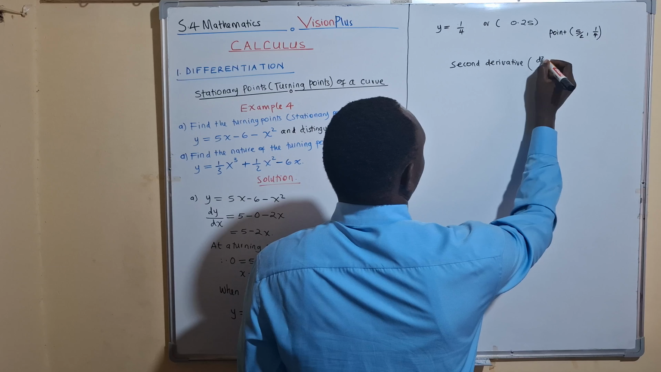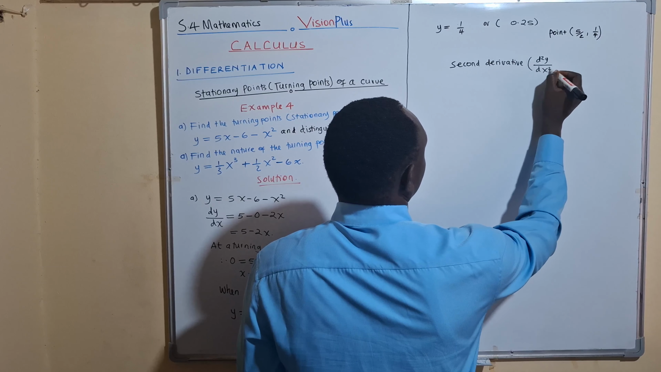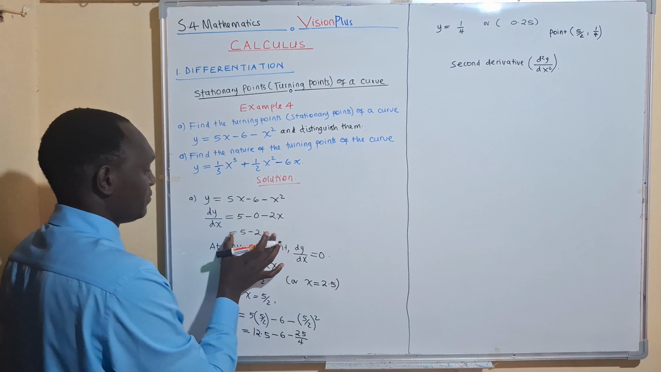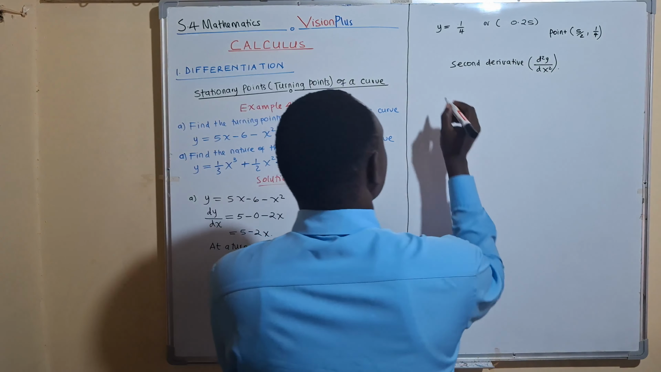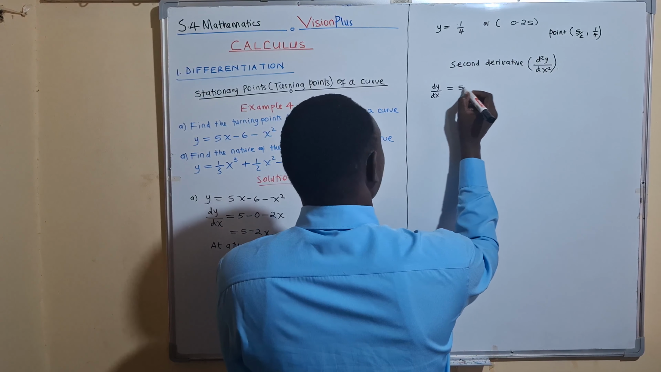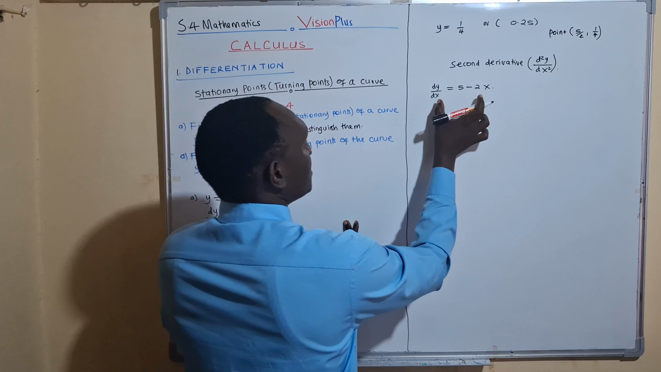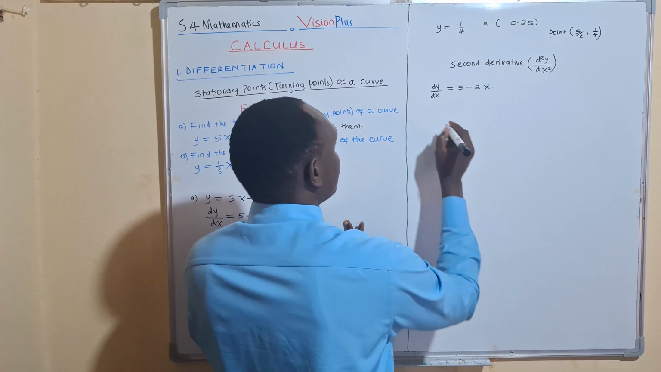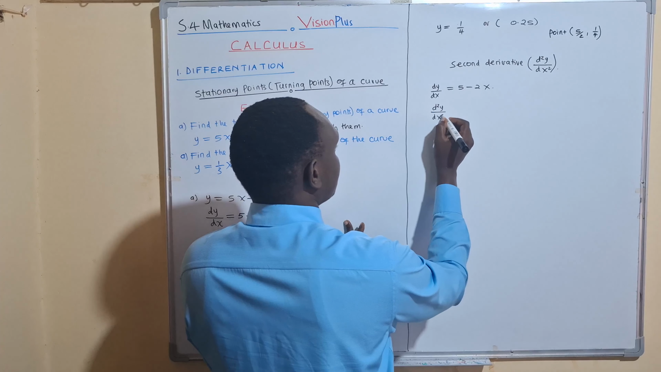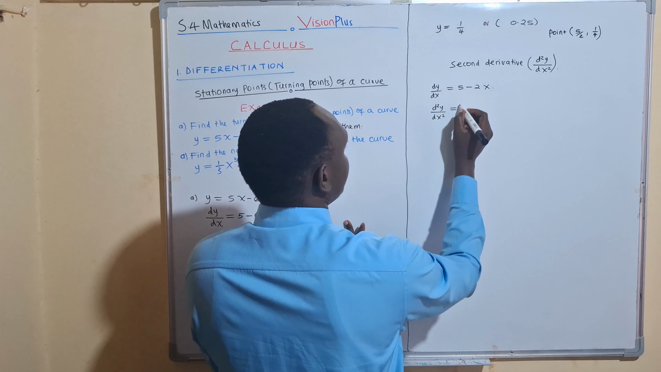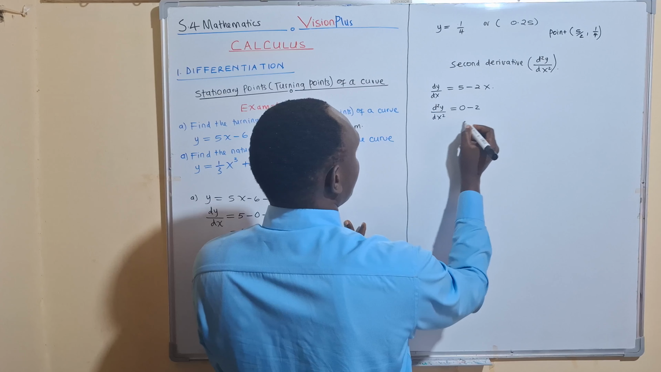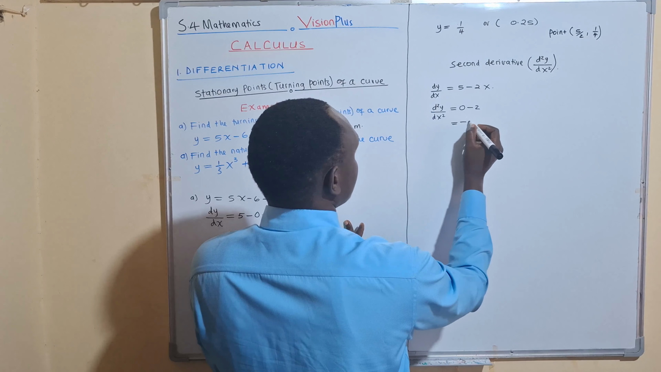That is, we find d squared y over dx squared. So you come and get the gradient function of the curve, which is 5 minus 2x, that is dy/dx. We need to differentiate this again to get the second derivative. And when we differentiate again, we get d squared y over dx squared equals, if we differentiate 5, a constant, we get 0. Minus, if we differentiate 2x, it gives us 2. Therefore, 0 minus 2 is negative 2.